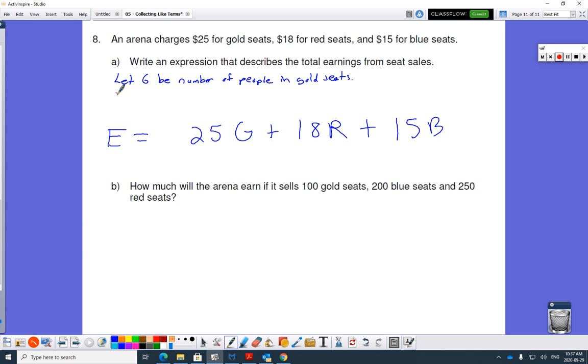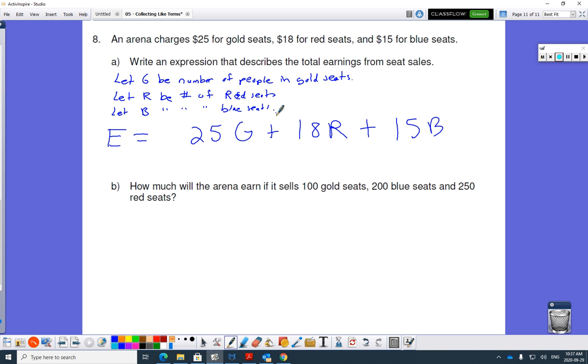You could go, let R be number of R seats, our red seats. You could even use some quotation marks. Let B be number of blue seats. So it doesn't have to be a long and crazy thing like I'm doing there. I'm just really trying to show what we're trying to accomplish. When you do it, you can certainly shorten that down.